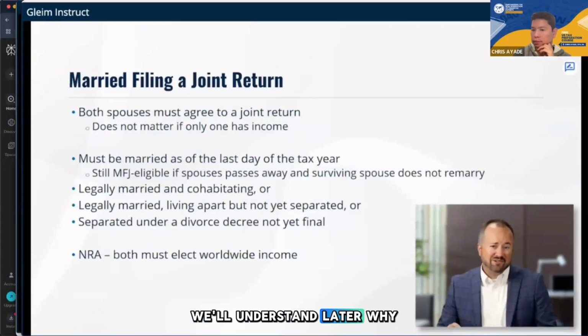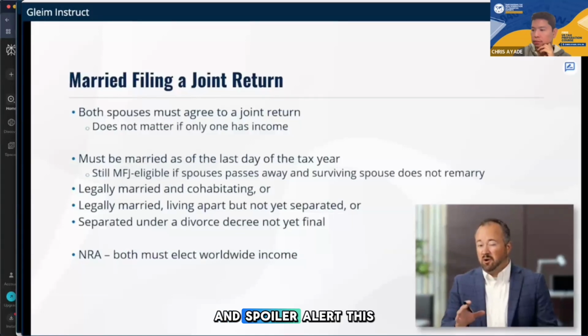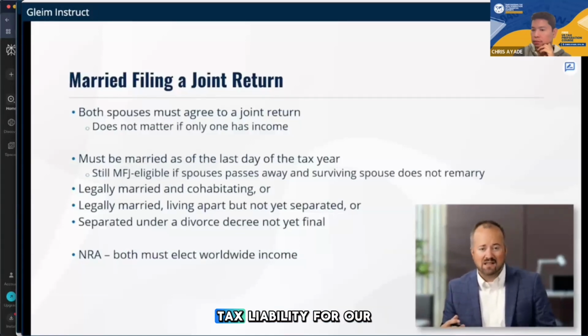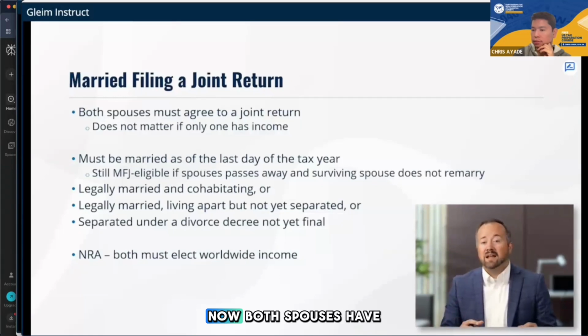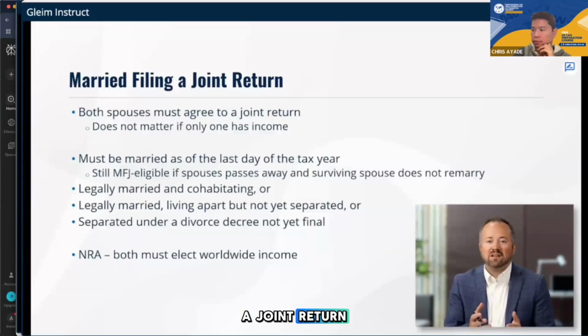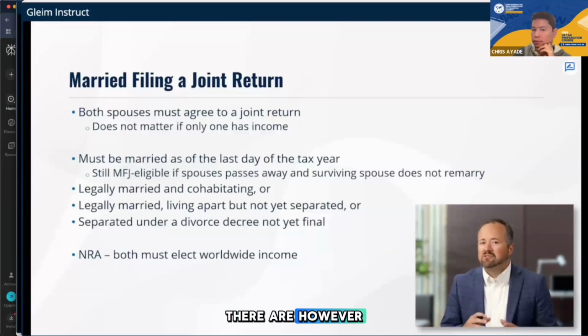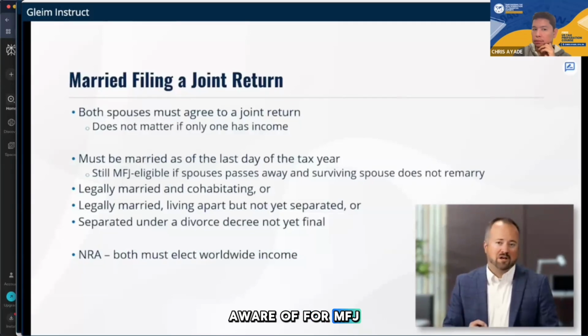We'll understand later why most married taxpayers choose MFJ, and spoiler alert, this filing status typically has the lowest tax liability for our clients. Now, both spouses have to agree to filing a joint return, and it actually doesn't matter if only one spouse has income or both.